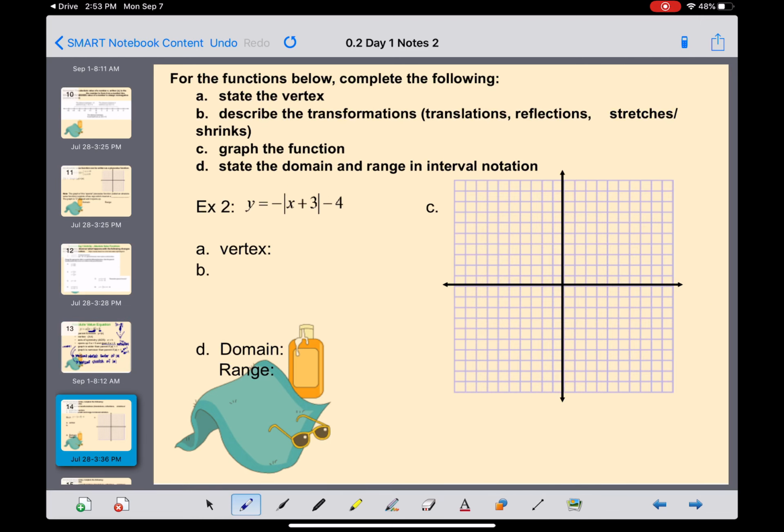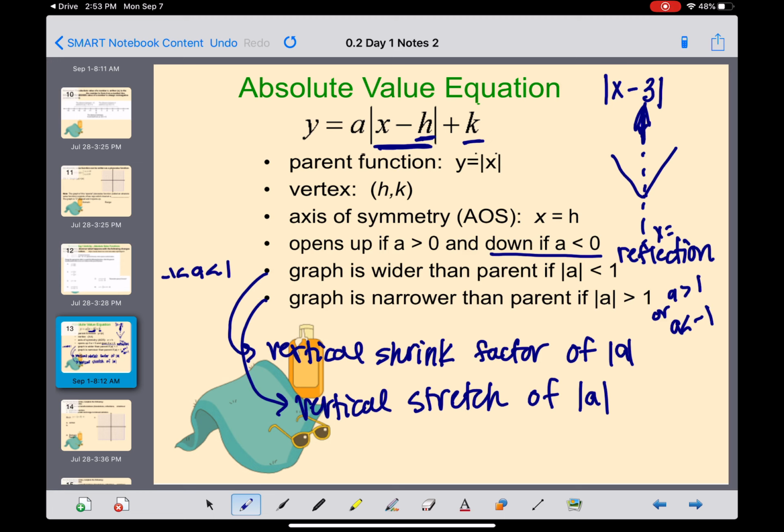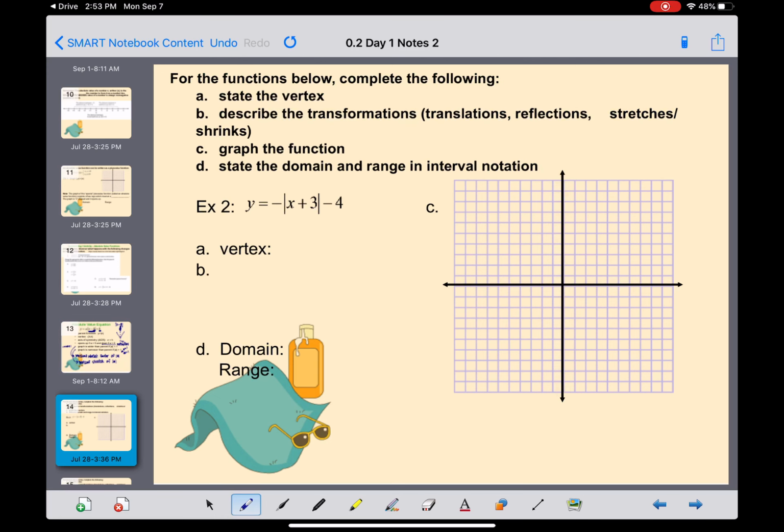Okay, so let's look at an example here. So when we had a vertical stretch or shrink by a factor of that a value, that's going to determine what the slope of those lines are, because the parent function has just got a slope of 1 and negative 1. So the first thing we're going to do is state the vertex. So again, remember that the absolute value equation is y equals a absolute value of x minus h plus k. So the vertex is our (h, k).